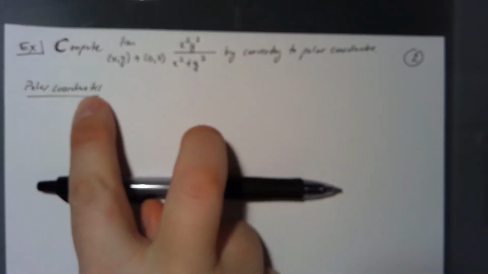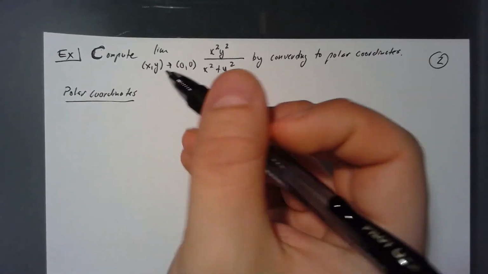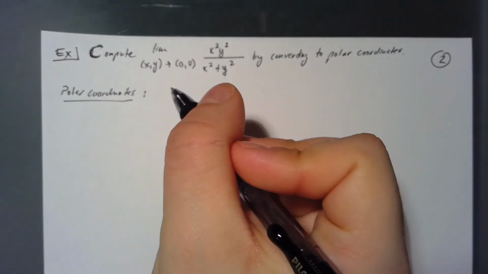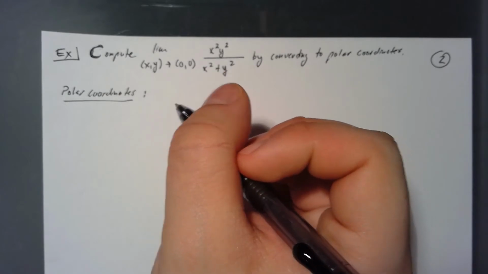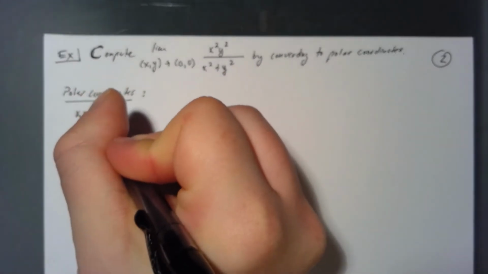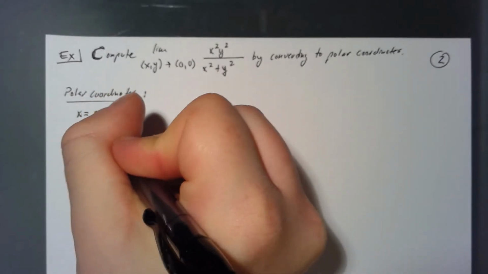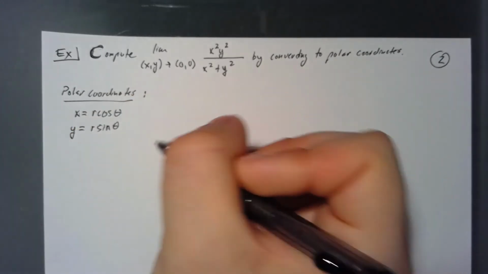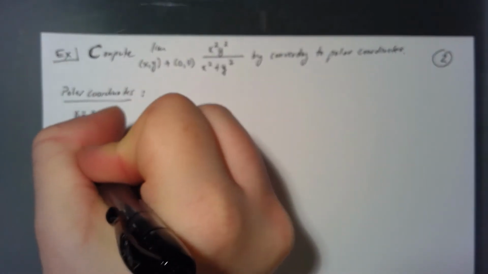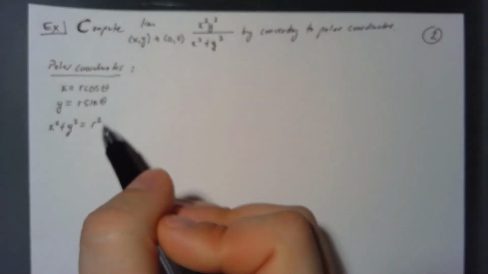So when you're doing these, this was covered in Calc 2. It should have been, if you forgot about it by now. x equals r cosine theta and y equals r sine theta. And you also know that x squared plus y squared equals r squared. Those are the conversion equations for polar coordinates.